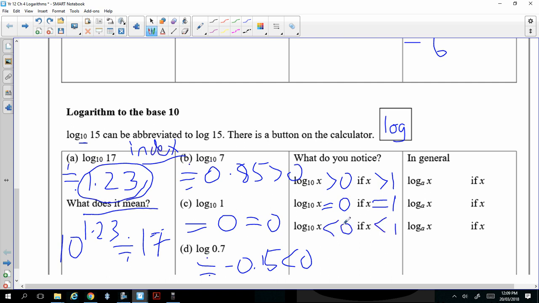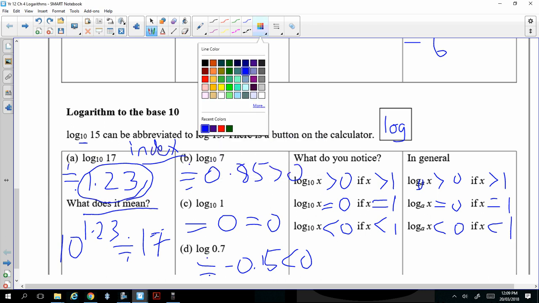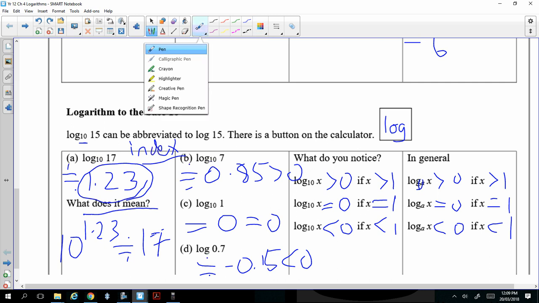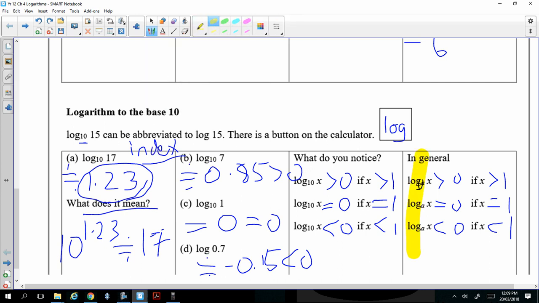Okay? And this is true in general, not just for base 10, it works for any base a. So you can write: it's positive if x is bigger than 1. It's equal to 0 if x is equal to 1. It's going to be negative if x is less than 1. Okay? Alright, so this fact is important, so I suggest you highlight this, because I think that's quite important. Okay? Alright, let's go to the next question.